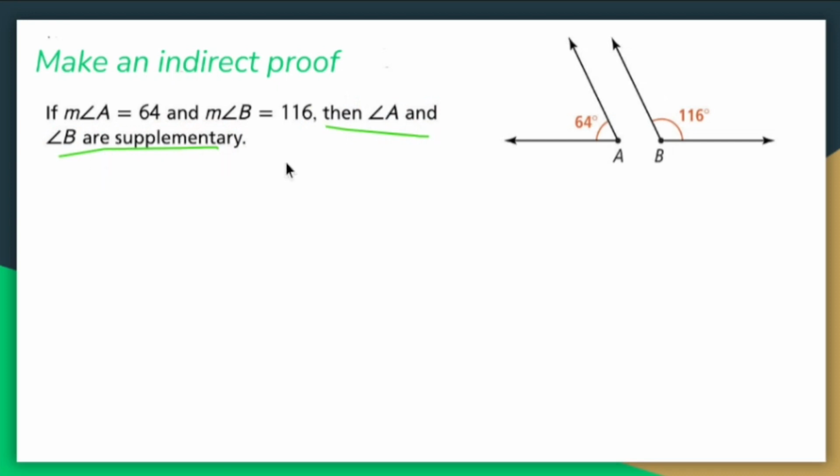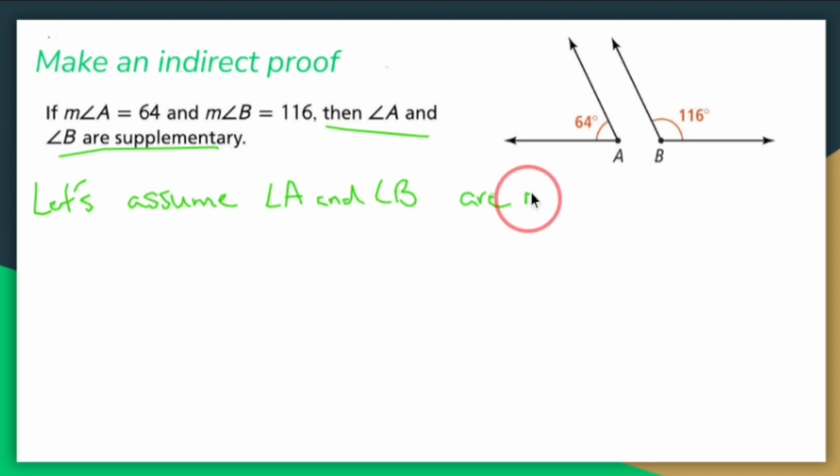Then we do some math. Find out that we're wrong, and therefore they must be supplementary. Okay, so that's indirect proofs in a nutshell. You assume the second part is a lie, do some math, and find out, whoopsies, I was actually wrong by assuming that. Therefore, the original must be true. So let's assume that angle A and angle B are not supplementary. Supplementary means they add up to 180 degrees.